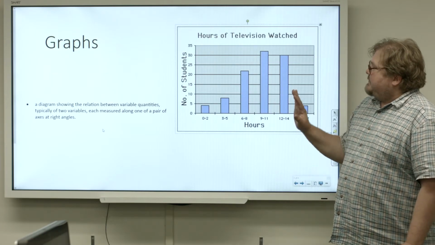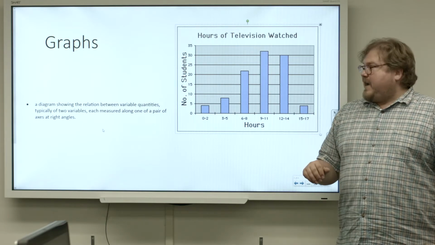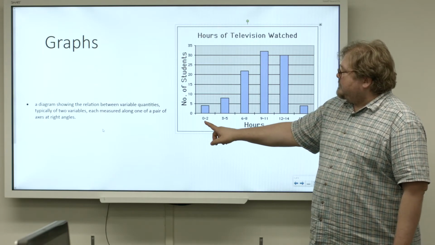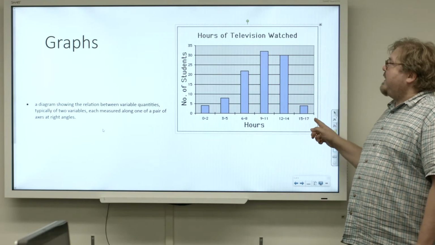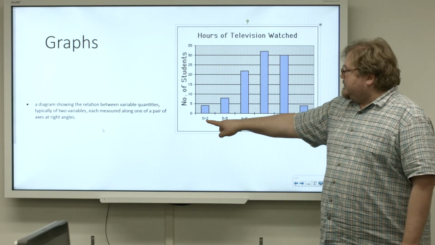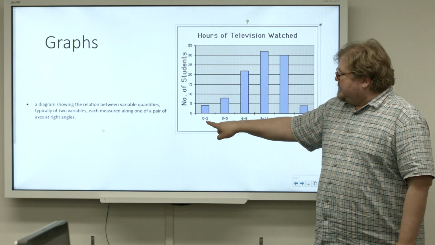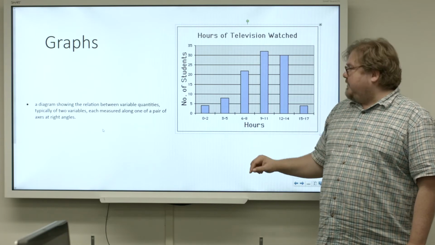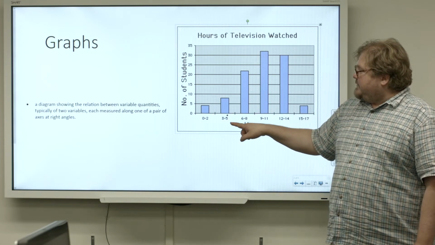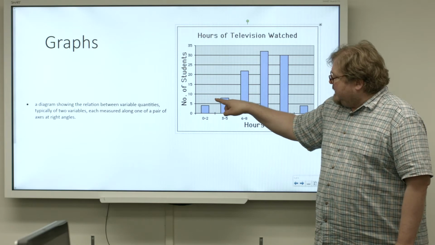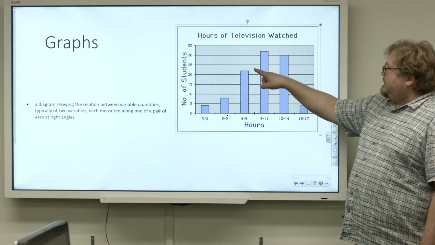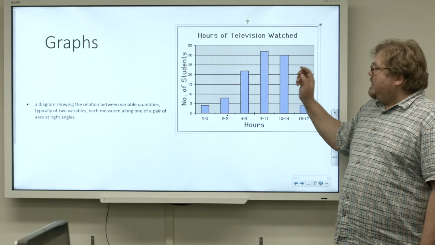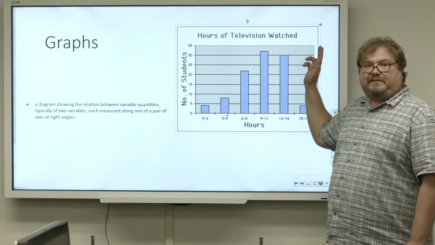There are other kinds of graphs, like this is what we call a bar graph. And this one is showing the number of students and the number of hours of television watched. So we can see here, 0 to 2 hours, looks like about 4 students watched that much television. 3 to 5 hours, looks like about 7. So this gives us a visual way to quickly process the information. How many students watched how many hours of television?